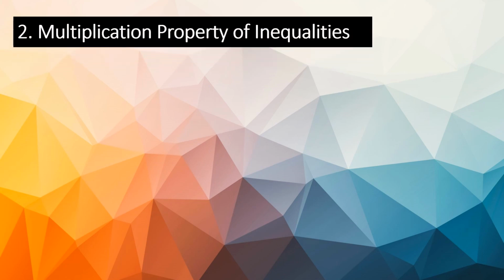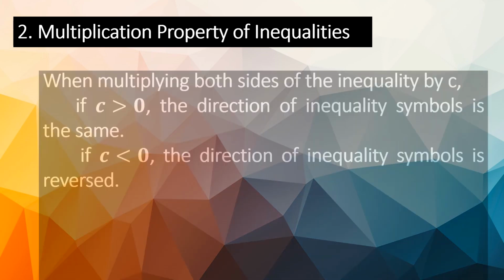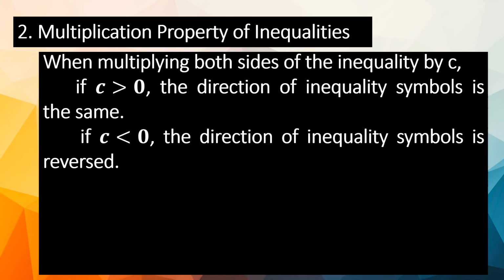Now let's have the second one, the multiplication property of inequalities. When multiplying both sides of the inequality by a constant c, if c is greater than 0, meaning it's positive, the direction of the inequality symbol is the same. If you multiply by a c that is less than 0, meaning a negative number, the direction of the inequality symbol is reversed. Let's say we have x is greater than 4.